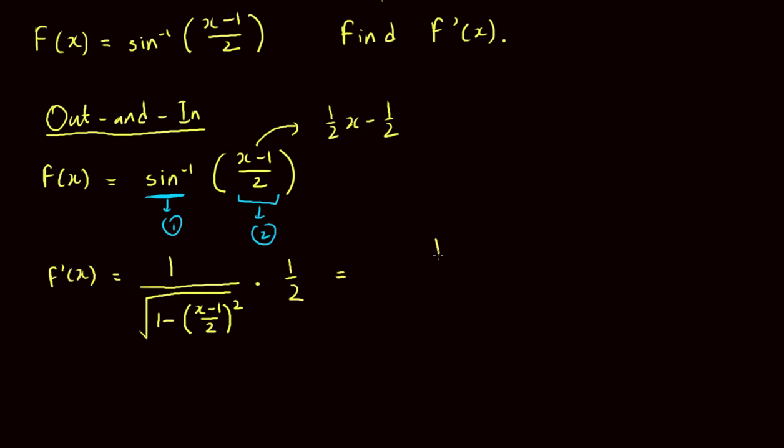It becomes 1 over 2 root of 1 minus (x minus 1) squared over 4. Of course you can further simplify this, but the main objective was to find f'(x), so this is already quite sufficient. If you want to further simplify it, the (x minus 1) squared over 4 and minus 1, you can feel free to do so. But that's basically how we find the derivative of this function.